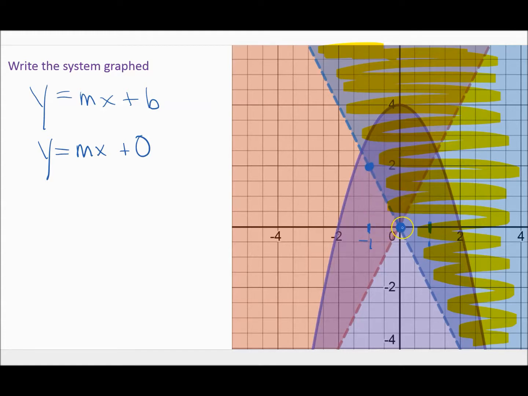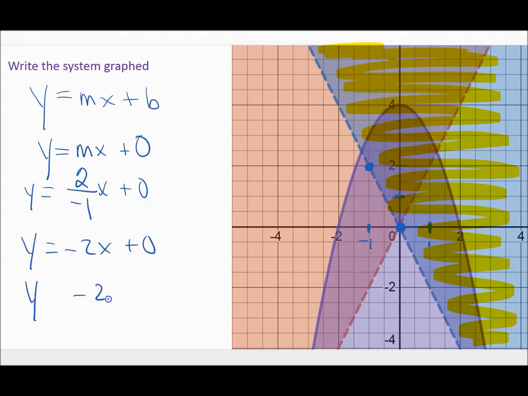So from my y value, I rise up 2. Now, again, it's not 4 because that's a half. So this is 1. And this is 2. I rise up 2 and to the left 1. So if I rise up 2 and to the left 1, that's my slope right there. Okay, so that gives me y is equal to, well, 2 divided by -1 is -2x plus 0, which can be simplified into just -2x.